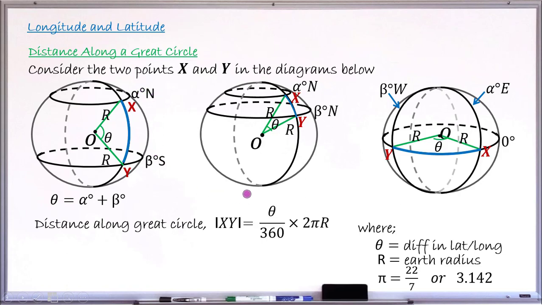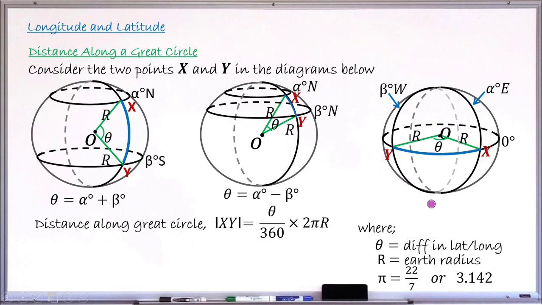But if you move to the second drawing, the 2 points x and y have latitude alpha north and beta north. You can see here it is the same hemisphere. Therefore, the angle theta in this case will now be the higher latitude minus the lower latitude. So we now subtract beta, which will be the lower latitude, from the higher latitude.